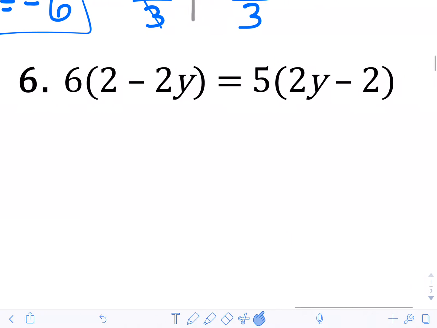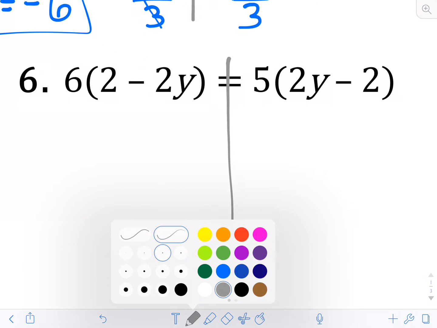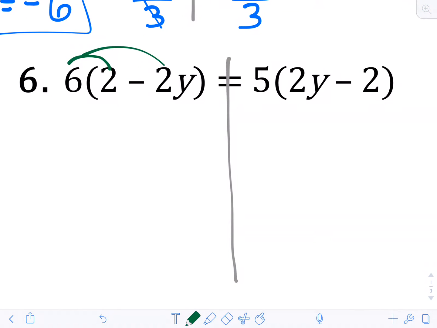Alright, number 6. Okay, so again, I'm going to draw my line down the equal sign. This time I have two things I have to distribute. I got to distribute this 6, so I'm going to do that first. 6 times 2 is 12. 6 times the negative 2y is negative 12y.